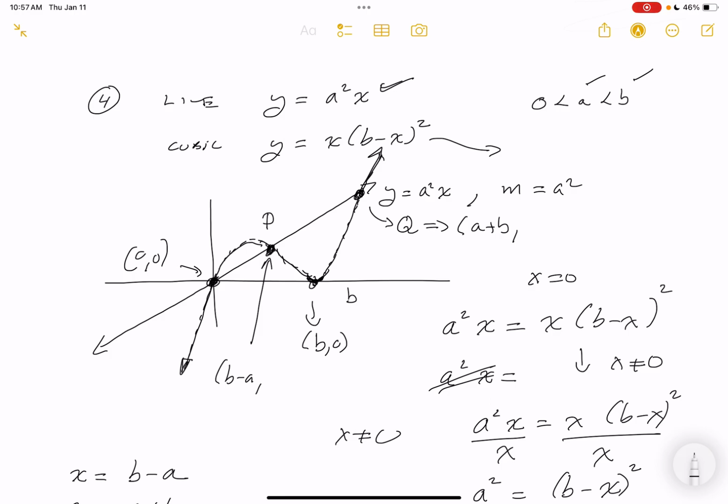What are you going to get? Well, the easy place for me to plug it in is the line. And that's going to be, if it's a plus b, you get a squared times (a plus b). I'll write that down. So a squared times (a plus b). That's the point there. What's the point Q? It's going to be a squared, and then it's going to be b minus a.